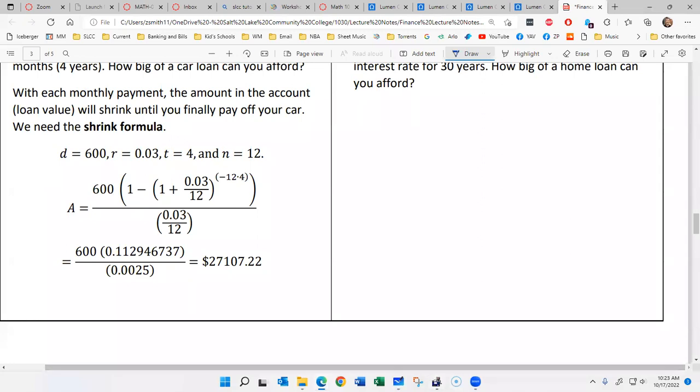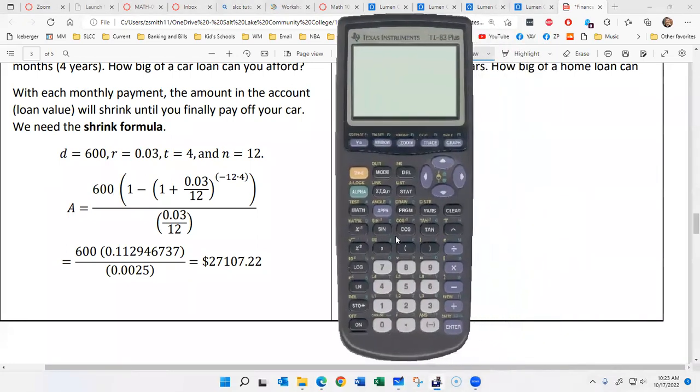Oops, not that one. So now for the calculator. This is where it'll make or break you. I'm going to go from left to right, top to bottom, and just fill this out exactly as you see it. So 600, left parenthesis, 1 minus another left parenthesis, 1 plus 0.03 divided by 12. Now we have a right parenthesis, then an exponent. You could do this in your head to get negative 48 and not use these parentheses, but I'm just going to let the calculator do everything. Negative 12. You have to use this negative sign, not a subtraction, or else it'll give you errors. 12 times 4. Now, there's a right parenthesis and another right parenthesis.